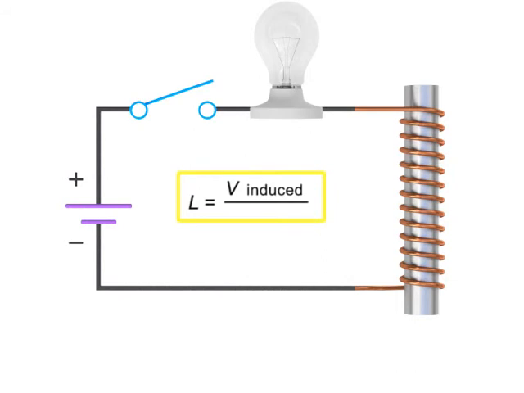Inductance of an inductor is defined as the amount of voltage induced, divided by the change in current per second. Therefore, if 1V is induced by a change of 1A in 1 second, there is 1 Henry, 1 H, of inductance.